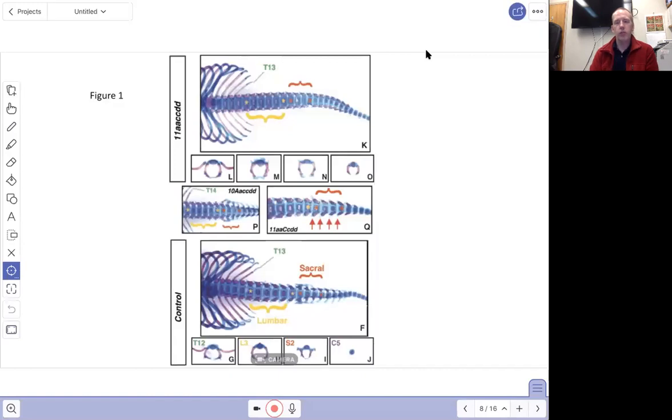So at this point, the authors have some visual information that's pretty compelling, in my opinion, that both HOX10 and HOX11 are important for axial patterning, because when you mutate them, you change the identity of the vertebrae.